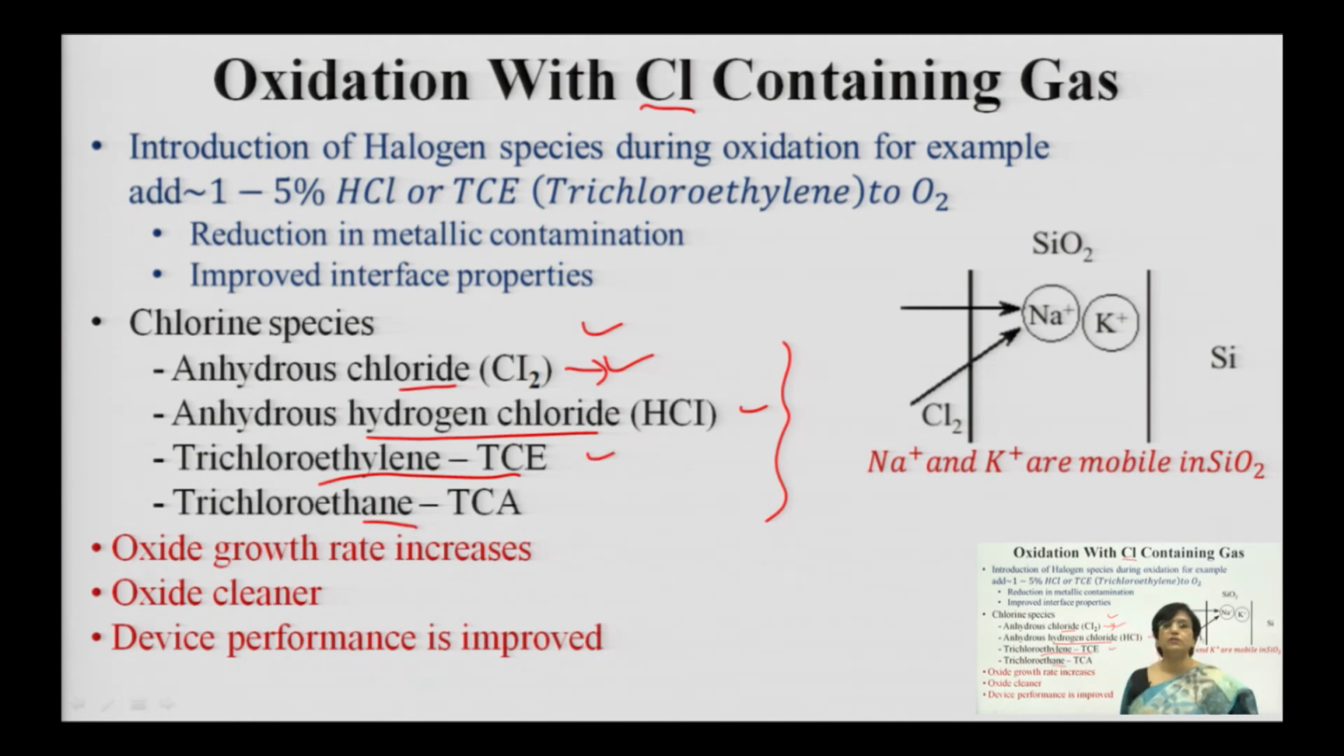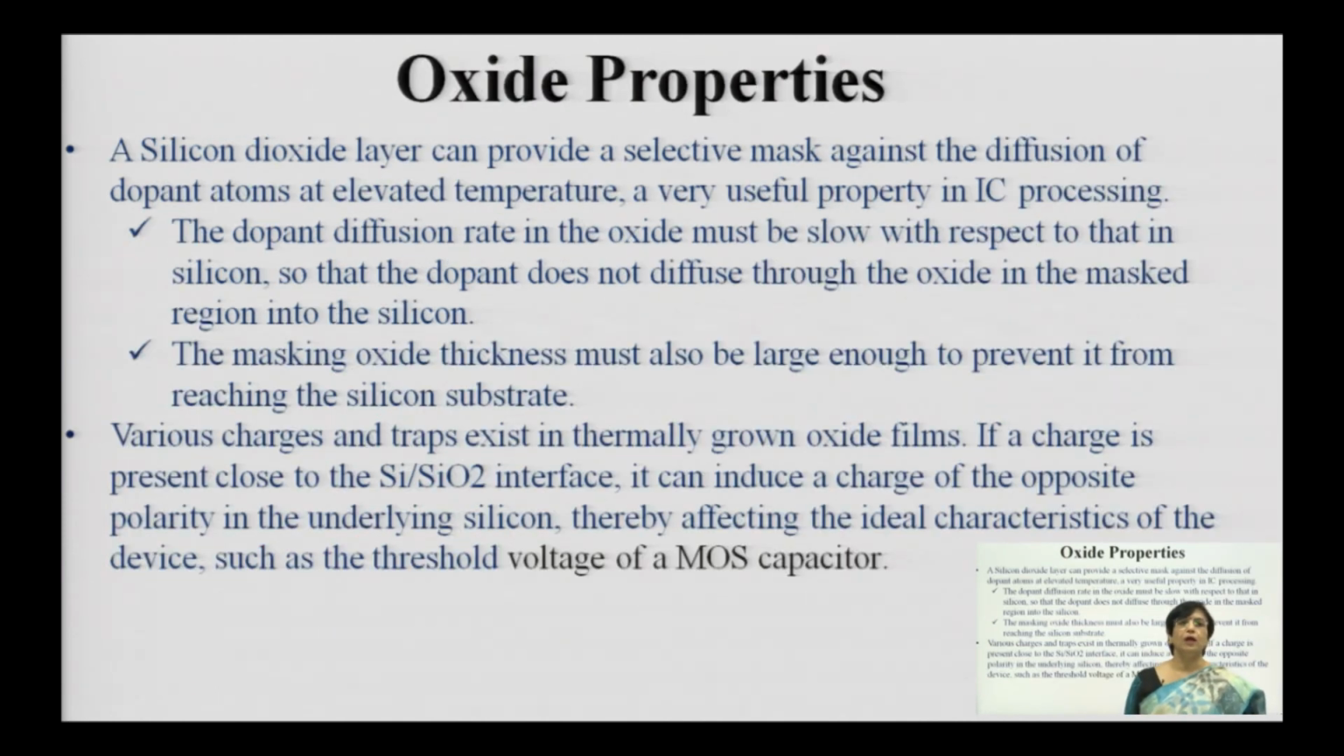So, these are the 4 species which are generally used along with the oxidation, which will enhance the oxide rate and also take care of the oxide trapped impurities. They are also called oxide cleaners, we call them oxide cleaners. Now, let us go ahead with the oxide properties.